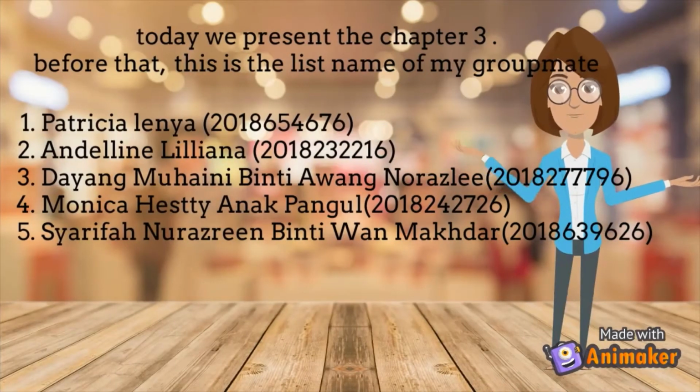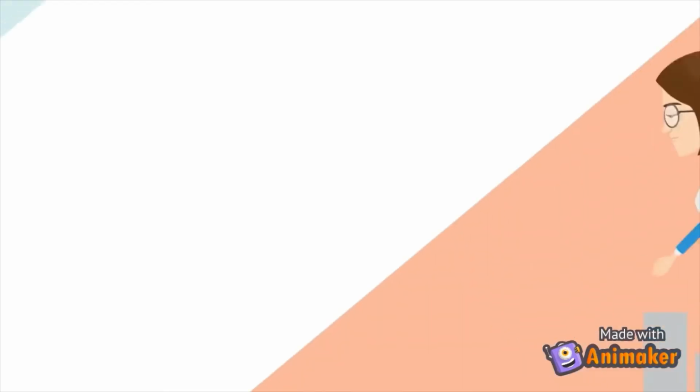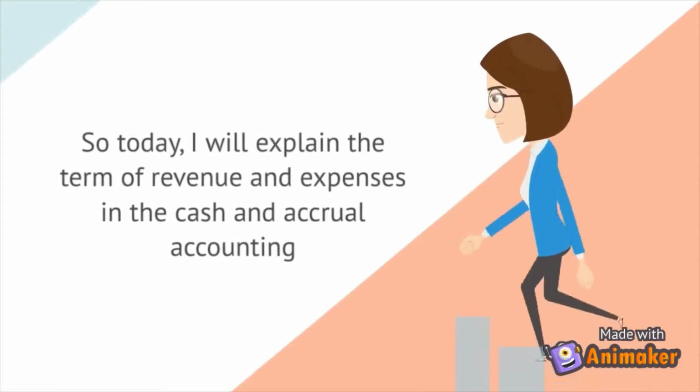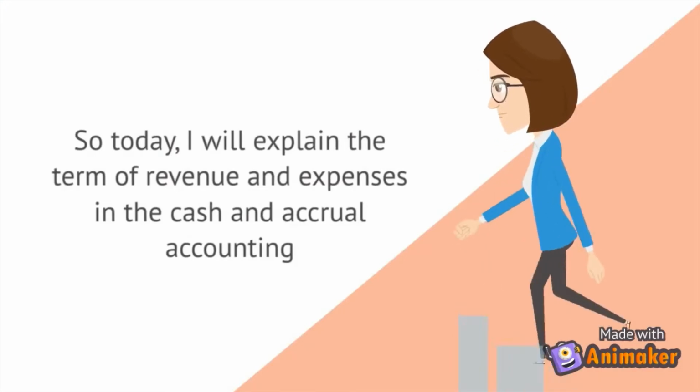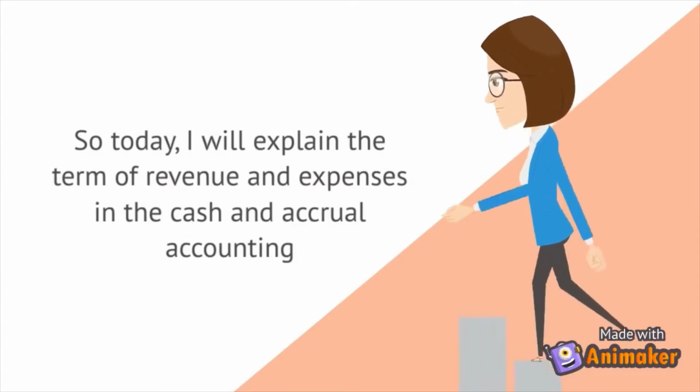Today, we present Chapter 3. Before that, this is the list of names of my group mates. So, today, I will explain the terms of revenue and expenses in cash and accrual accounting.